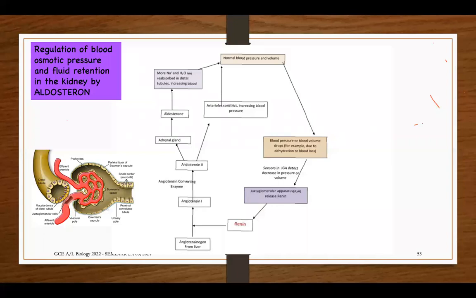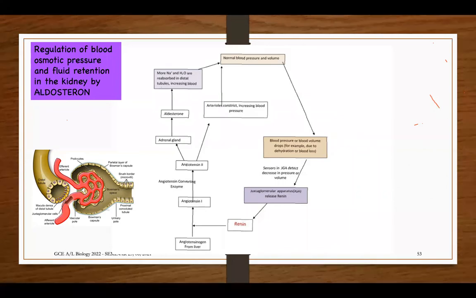And then there's another enzyme called angiotensin converting enzyme that converts angiotensin 1 to angiotensin 2. This is a sort of a long process. Then angiotensin 2 will act on the adrenal gland to secrete aldosterone that will reabsorb more sodium and water, increasing the blood pressure and volume. Otherwise, angiotensin 2 can constrict the arterioles so that blood pressure will increase, because we want to somehow increase the blood pressure because it has dropped either by dehydration or blood loss.